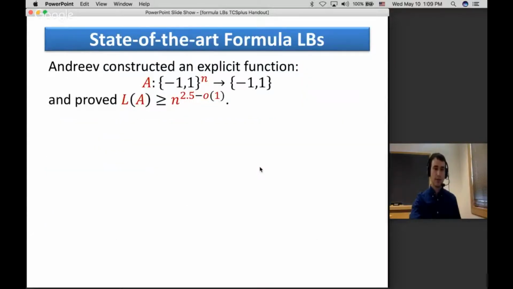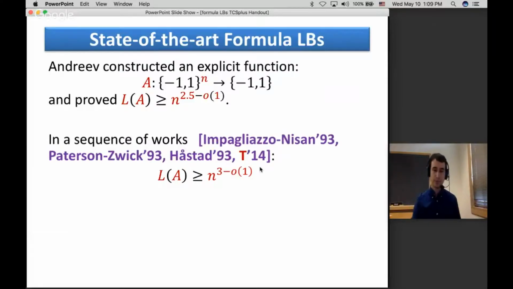So the state-of-the-art formula lower bounds were proven for the function suggested by Andreev in the 80s. He constructed an explicit function that you can run in polynomial time, actually even linear time. And he proved that the formula complexity of this function is at least n to the 2.5, which at the time was the state of the art. And this lower bound was improved in a sequence of works to roughly n cubed. And this is the best known lower bound that we have for any problem in P, and even for any problem in NP. You can ask this question also for NP.